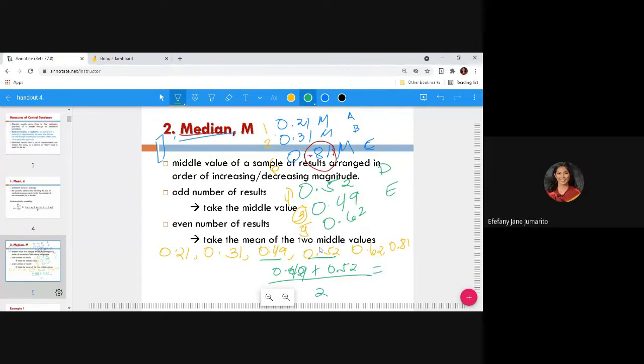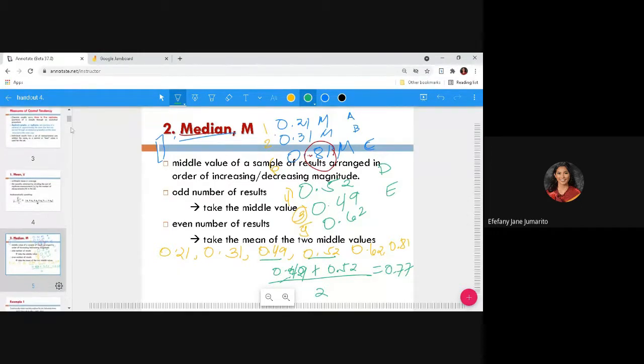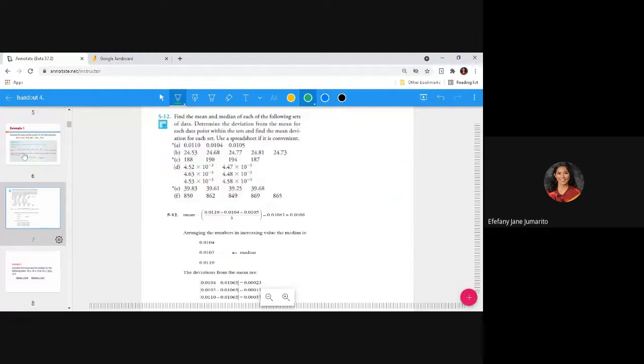So our median will be 0.76, ma'am. Ay, 77 eh. Okay, 0.765. Kung i-round off siya into two significant figures, ma'am, kay 0.77. Okay, two significant figures because we have two. Okay, so that's it. That's our median.